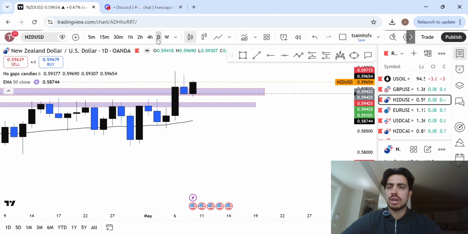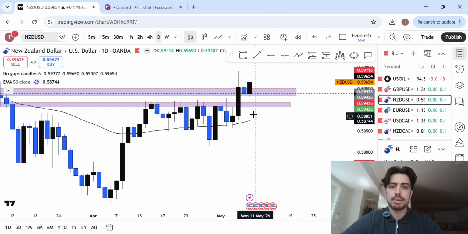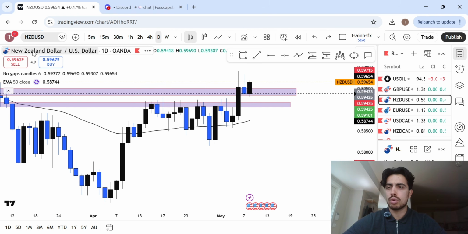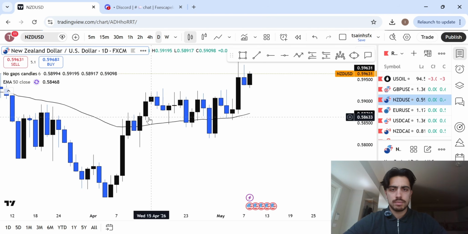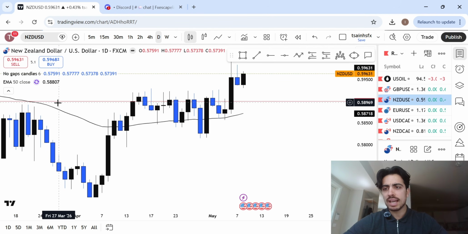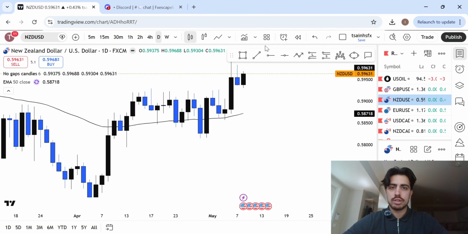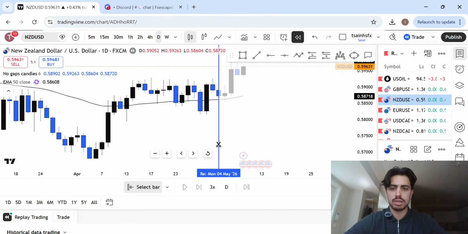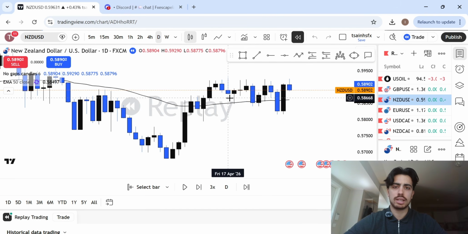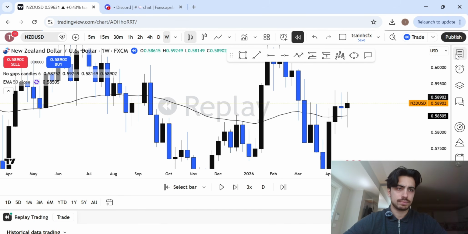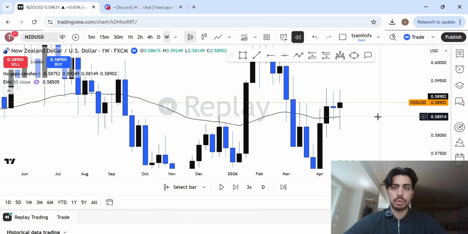Let's go through a trade that I wasn't able to cover the previous week, but they're all great trades. Since I don't want to ruin that, I'm just gonna go to the same pair. Okay, NZD USD. Let's talk a little bit about last week, because we started the week here. Let's go with the weekly.